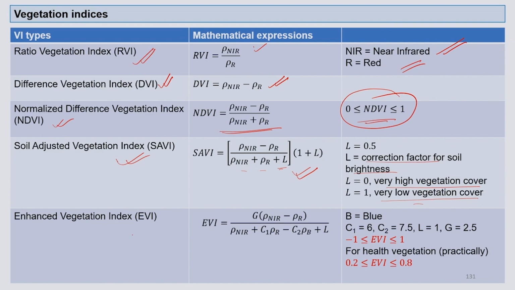Okay? Enhanced vegetation index, or EVI, you calculate using this formula: G times rho NIR minus rho R, divided by rho NIR plus C1 rho R minus C2 rho B plus L. What does this mean? B stands for blue, C1 is 6, C2 is 7.5, L is 1, G is equal to 2.5. For a healthy vegetation, you get an EVI value between 0.8 and 0.2. Otherwise, the EVI value will lie between +1 and -1.